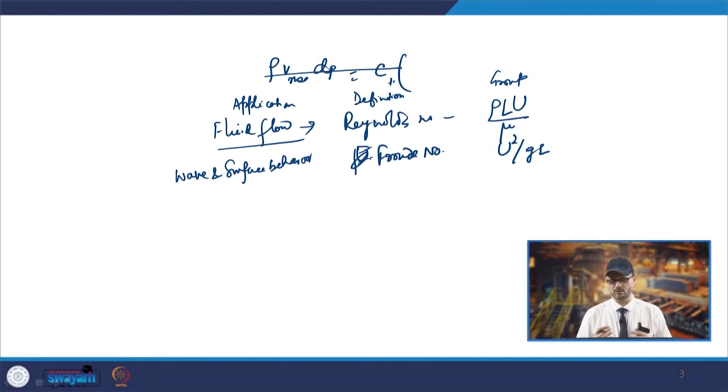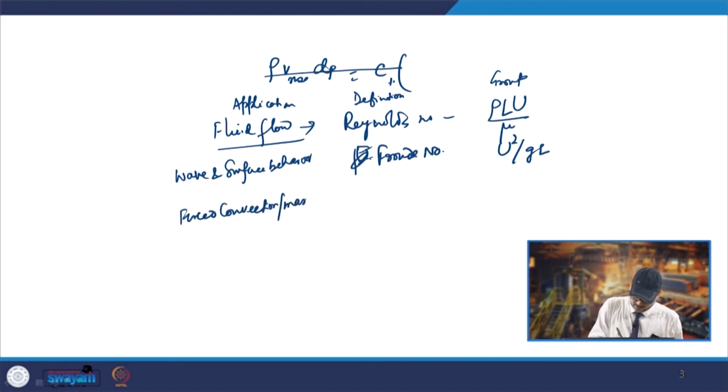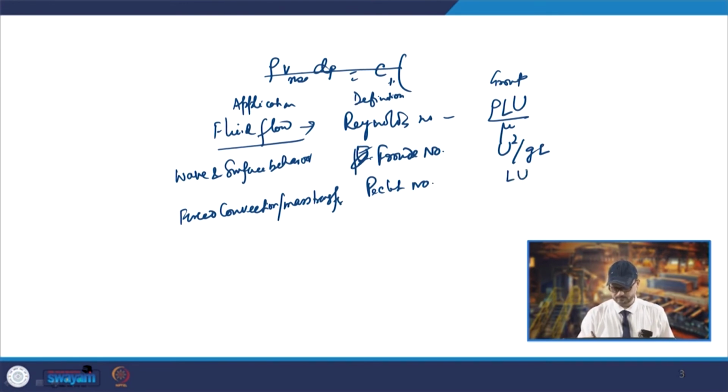Similarly, you go for forced convection or mass transfer. In those cases you have a number that is your Peclet number, and the Peclet number will be Lu upon alpha, or Lu upon d. So, that way it is basically the ratio between convection and diffusion. That is how you get the Peclet number defined.